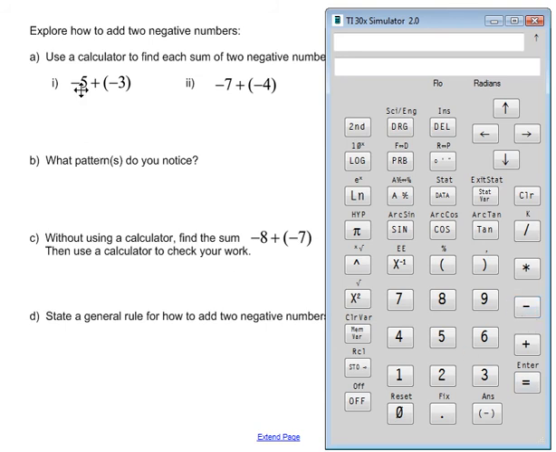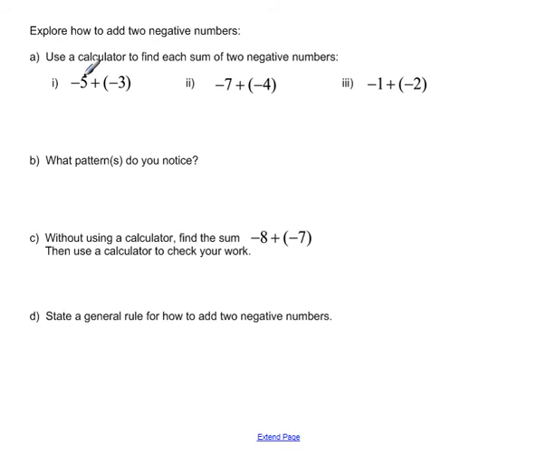So let's do our first problem, -5 plus -3. So we're going to do -5, and to that we're going to add, so we're going to say plus, and then again back to the negative sign, -3. If we enter that, we see that we have an answer of -8. So let me go ahead and write in the -8 here for this one.